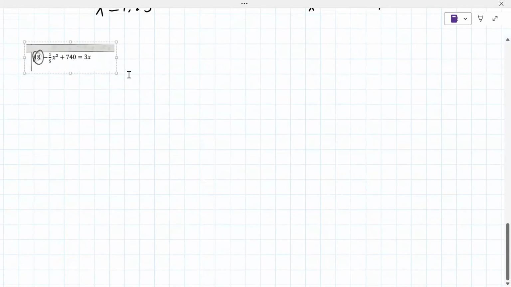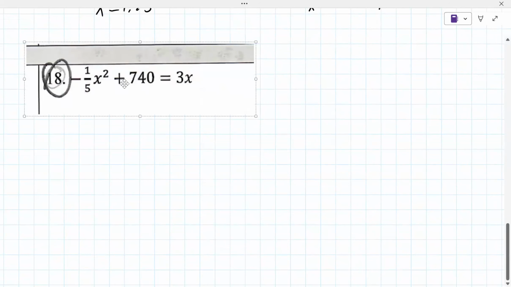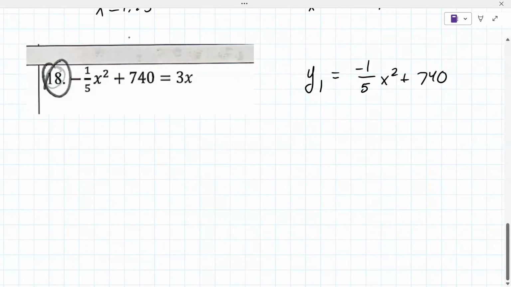So to do number 18, it's really, really similar. The graph will look different, but it's the same process. This time, y1 is minus 1/5 x squared plus 740, and y2 is 3x, like that. So we're going to go back to the calculator and we're going to graph these.